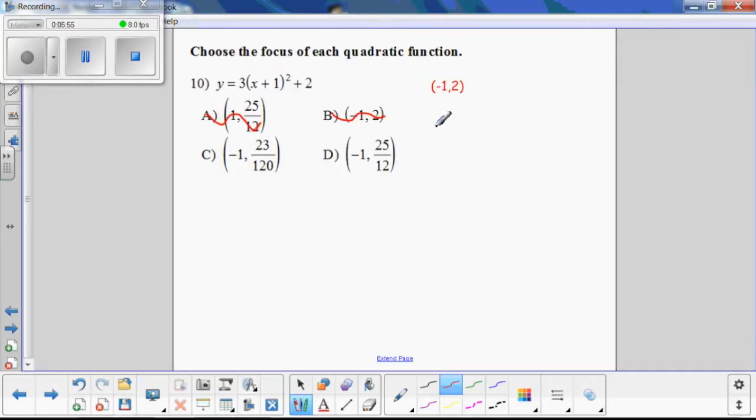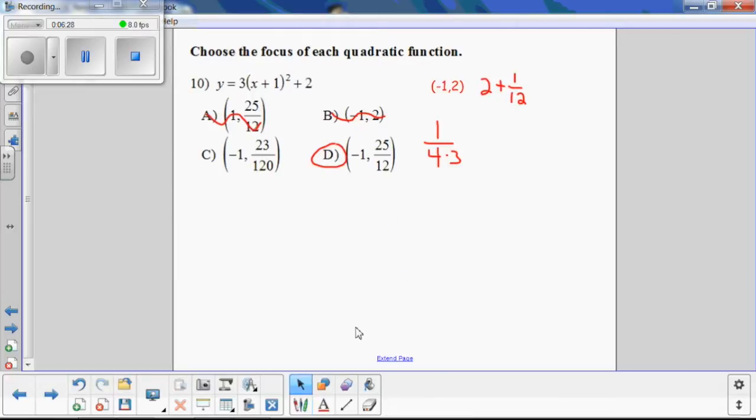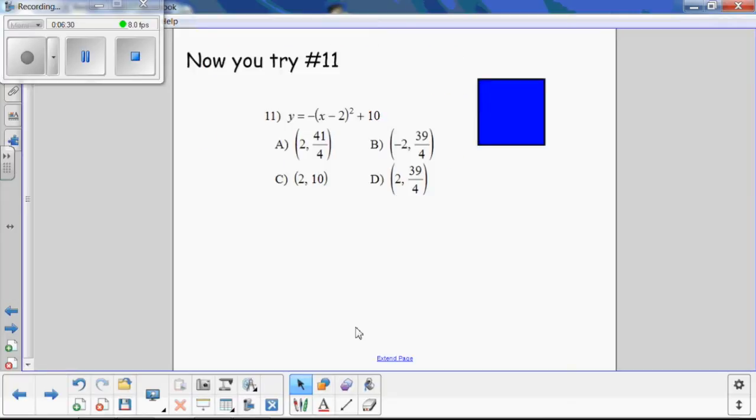To find the y-coordinate, I do 1 over 4 times my A value, which in this case is a 3. So that gets me 1/12. So I would do 2, since it's the focus I'm adding, directrix we subtract. But this is the focus, so 2 plus 1/12, which gets me D. You try number 11.